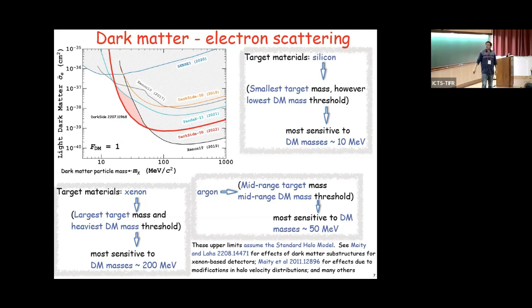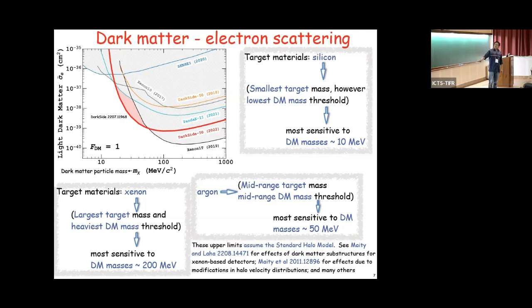Then you have argon. These have mid-range target masses and mid-range dark matter thresholds. So this is for DarkSide-50. There are two versions of this experiment, right? It depends on how they did the analysis. They are most sensitive to dark matter mass of 50 MeV. So you see this peak is roughly at 50 MeV, all right?